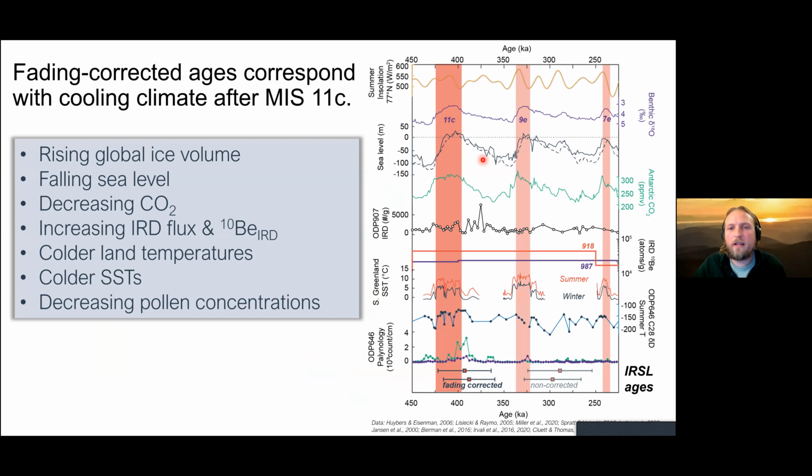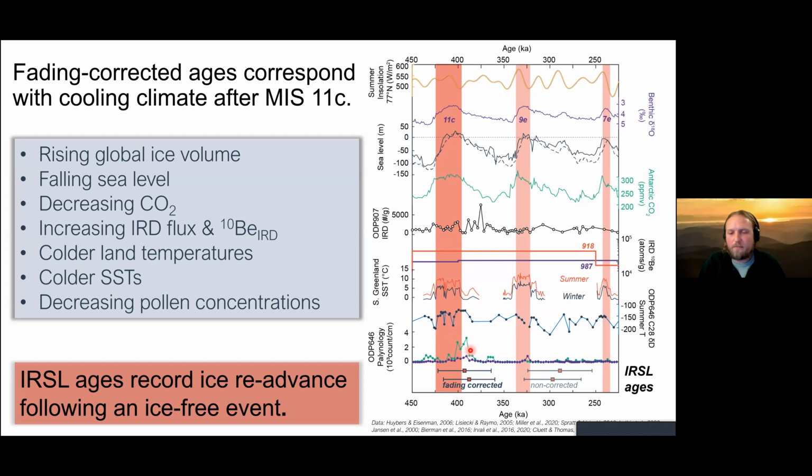On the right here, I am showing a bunch of different paleoclimate indicators. And at the bottom are the fading corrected IRSL ages. And we can see that they correspond to growing global ice volume from the benthic delta-18O stack, falling global sea level, falling carbon dioxide concentrations, as well as an increase in the flux of ice rafted debris offshore of Greenland that could correspond to an expansion of the ice sheet, as well as cooling sea surface temperatures and land temperatures, and a decline in pollen concentrations off of southern Greenland. So these IRSL ages from the Camp Century Upper Diamicton actually record the readvance of the ice sheet as climate cooled, burying the sediment following that ice-free event.